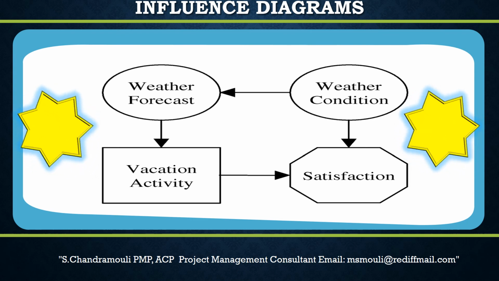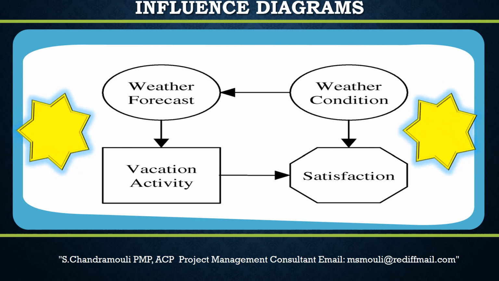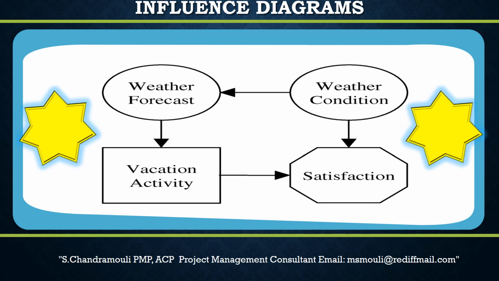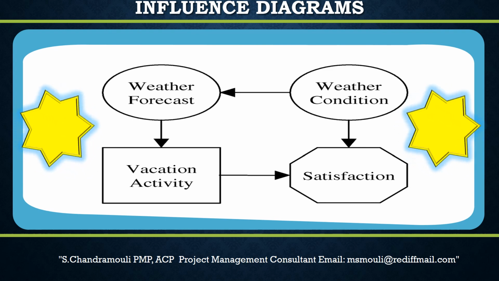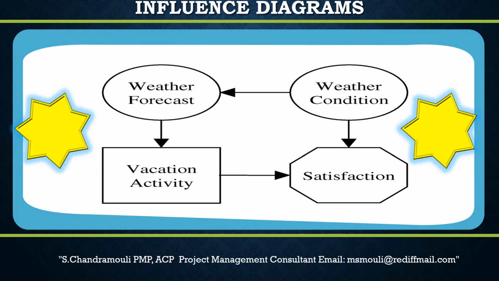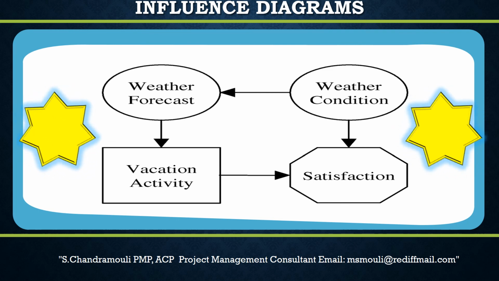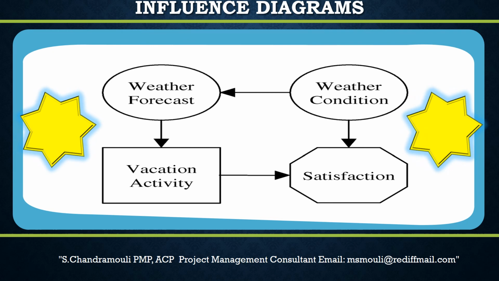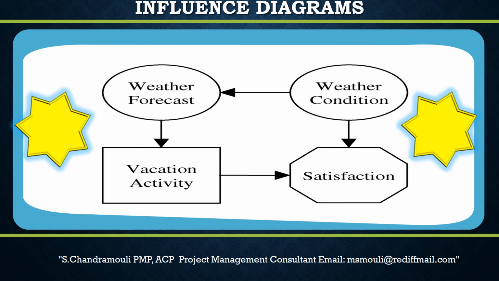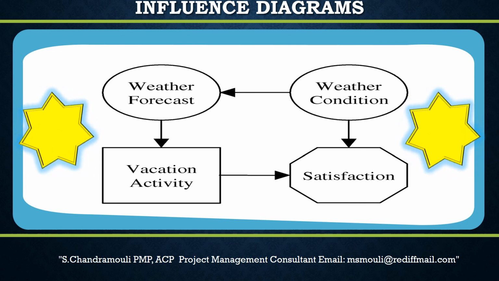Consider the simple influence diagram given here, representing a situation where a decision maker is planning their vacation. There is one decision node, represented as vacation activity. There are two uncertainty nodes, namely, weather condition and weather forecast. And one value node, namely, satisfaction. There are two functional arcs, ending in satisfaction, one conditional arc, ending in weather forecast, and one informational arc, ending in vacation activity.